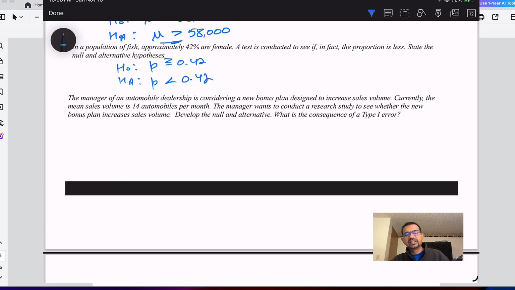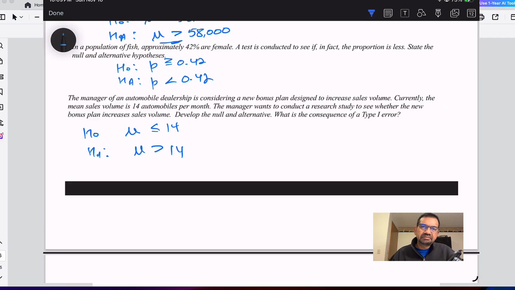So we will formulate the alternative first. I can say that this bonus plan will increase our output. We'll be selling more than 14 cars. But if this bonus plan was ineffective, then we will be selling at most what we did before, or at worst even less. So our null is that our mean sales will be less than or equal to 14, and our alternative is that it will be more than 14.